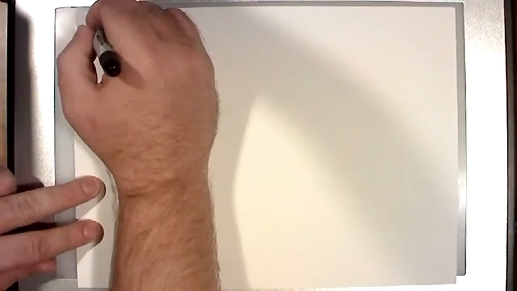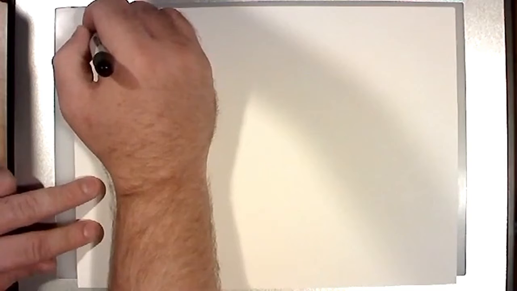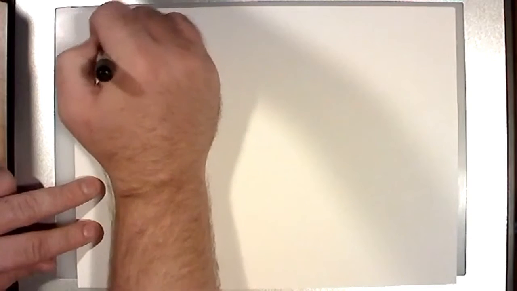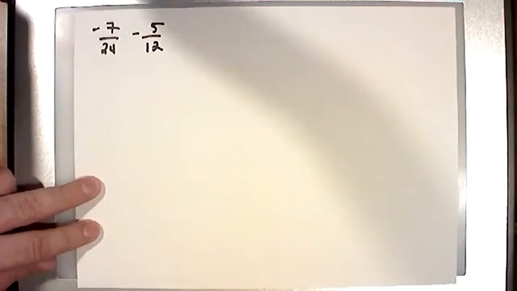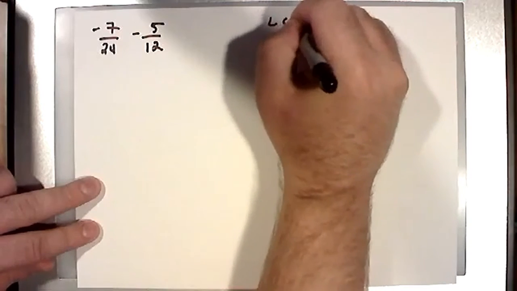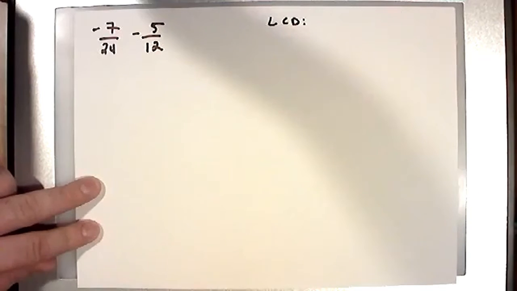All right, let's take a look at one more basic example where the denominators are not the same. Let's go with -7 over 24 minus 5 over 12. Think about what your least common denominator here would be. What's the smallest number 12 and 24 can both make?